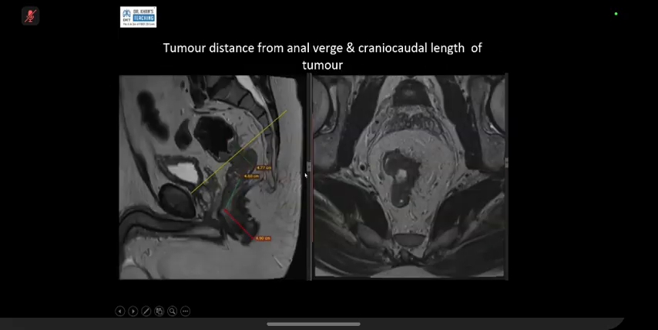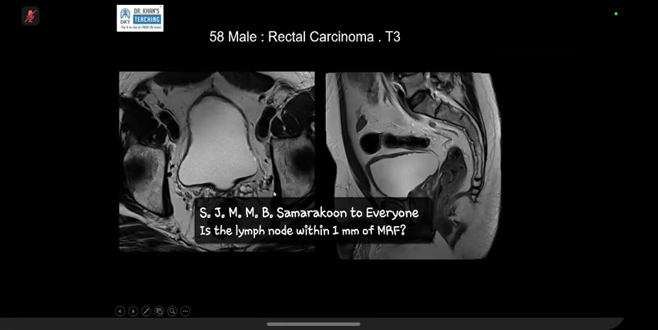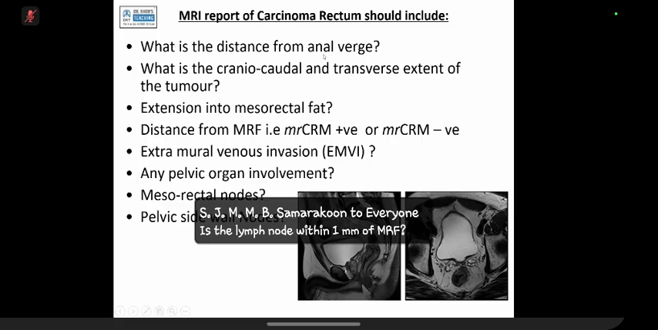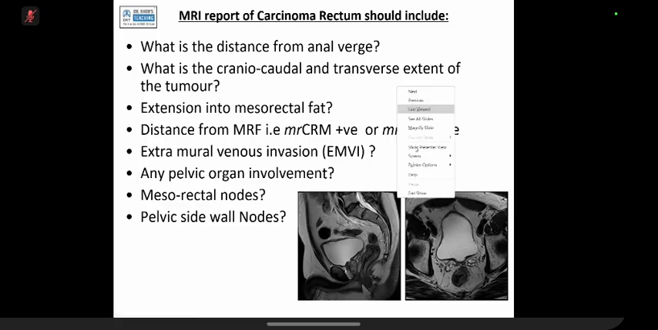Now, this is how we measure. We measure like this. This is from the anal verge, 4.9 centimeter, 4.6, 4 point this. So in our reports, we have to give these answers. What is the distance from the anal verge? By the way, they would have given it to us, but we will confirm. And sometimes there will be a bit of discrepancy.